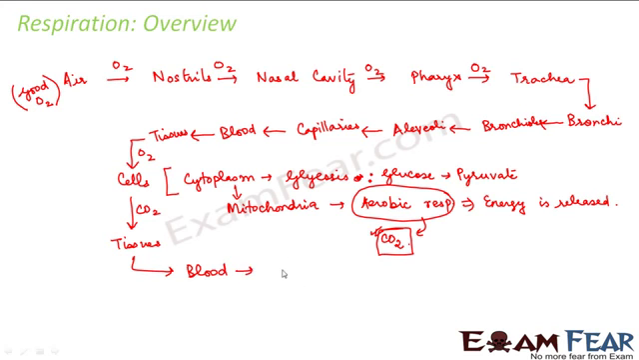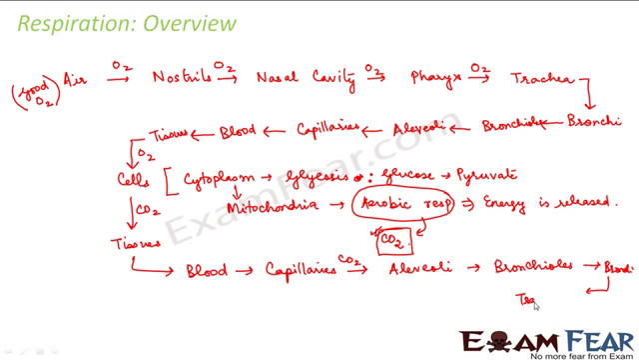I am not talking in detail about how it is getting transported because that part we will see in transportation. So there again the capillaries, that is the blood vessels with the thinnest walls, will carry it, and the capillaries then will exchange or give this carbon dioxide to the alveoli. The alveoli will give it to the bronchioles. The bronchioles will then give it to the bronchi. The bronchi will then send it back to the trachea, which will again send it back to the nostrils. From there it will go outside.